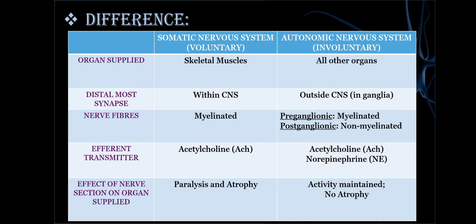Thus, the somatic and autonomic nervous systems help in regulating different aspects of bodily functions and responses.